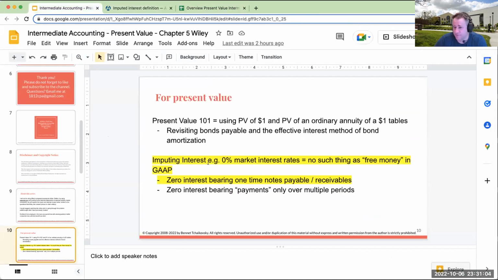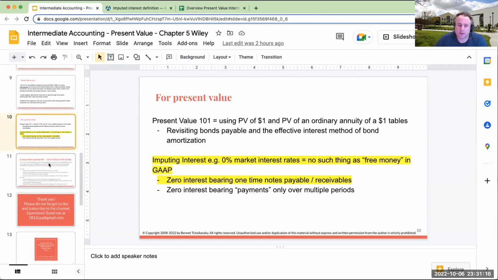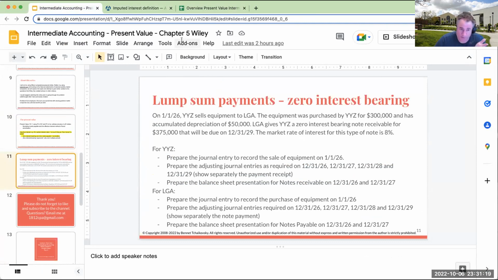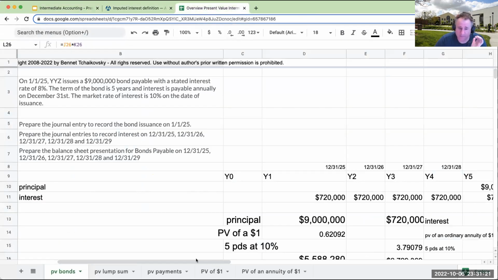Okay, so today we're going to focus, if we are given a note payable or if we're giving a note receivable, on that one-time lump sum payment. So let's take a look at some examples that I've created for our review today.